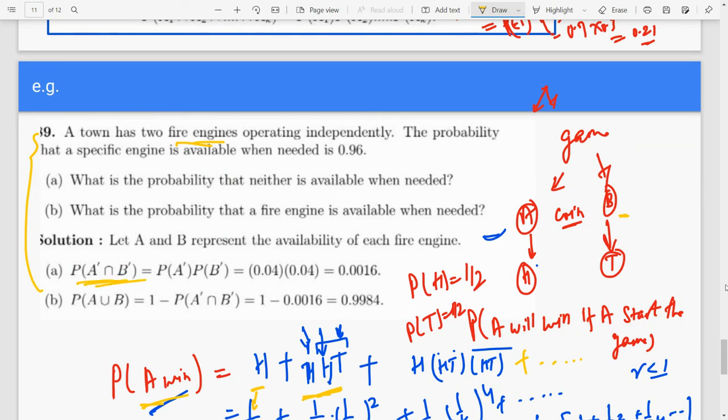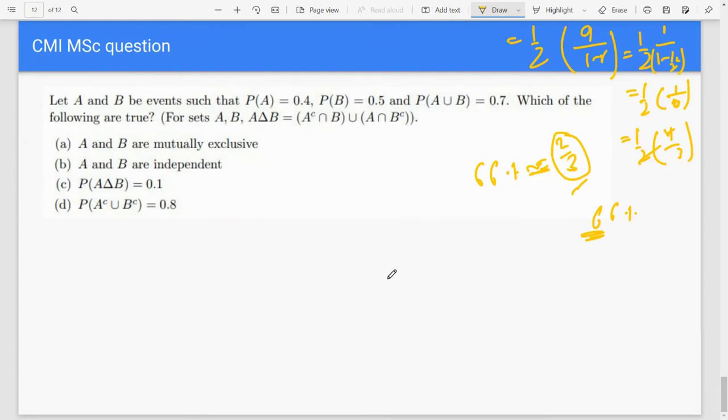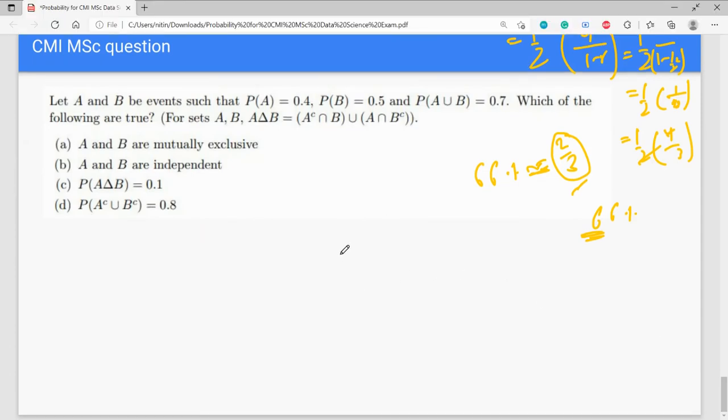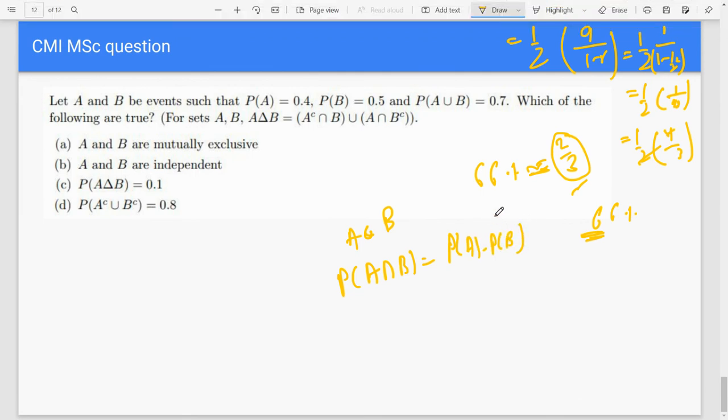With independent events, there's a particular theorem that I recall here: if A and B are independent, then the probability of A intersection B is equal to the probability of A times the probability of B. This holds when A and B are independent events. This can actually be generalized in terms of other things also.